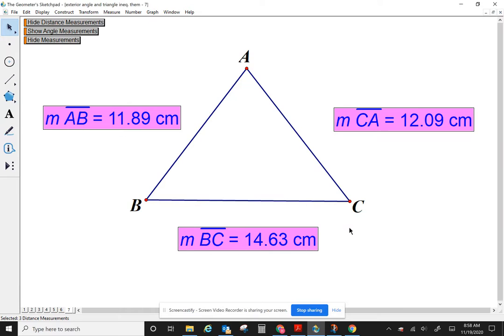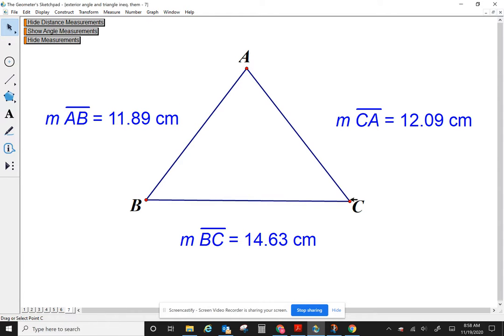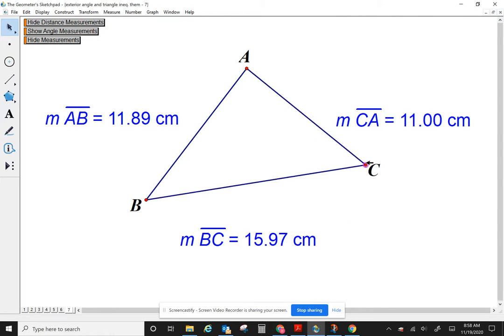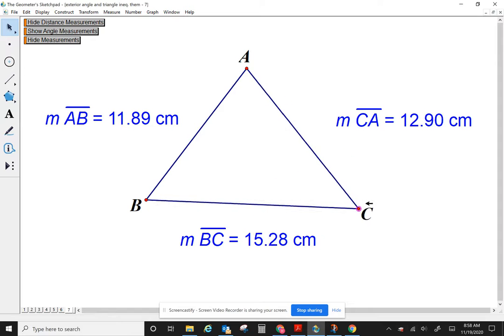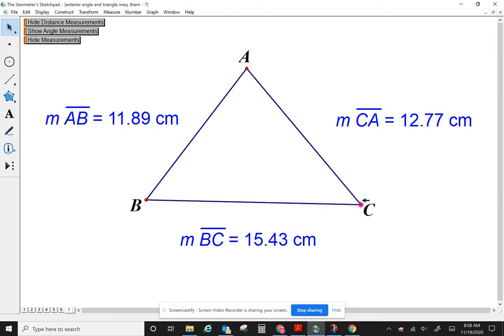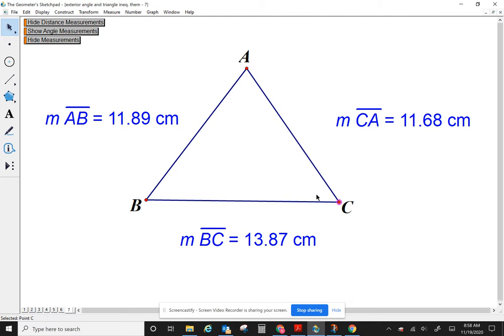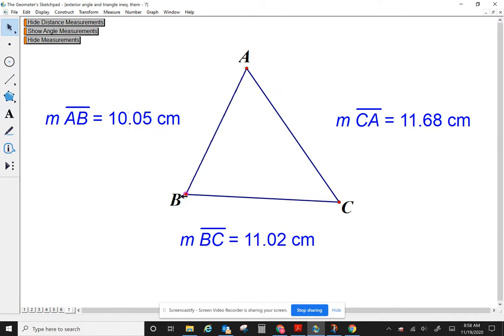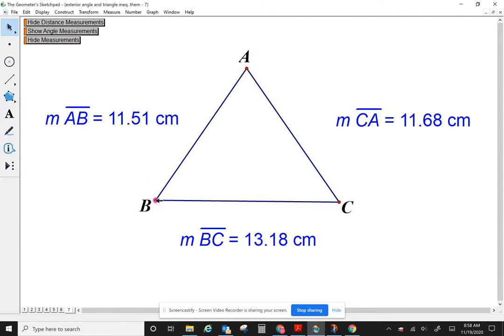Now, for you to see that they're not just numbers that I wrote down there, these are actually measurements. Notice when I move this point, the measurement of CA and the measurement of the segment BC change. See how the measurement of AB doesn't change? Because the segment doesn't change. But what if I move this other point? So you see how the measurements change. This is measuring the sides as I move the points.